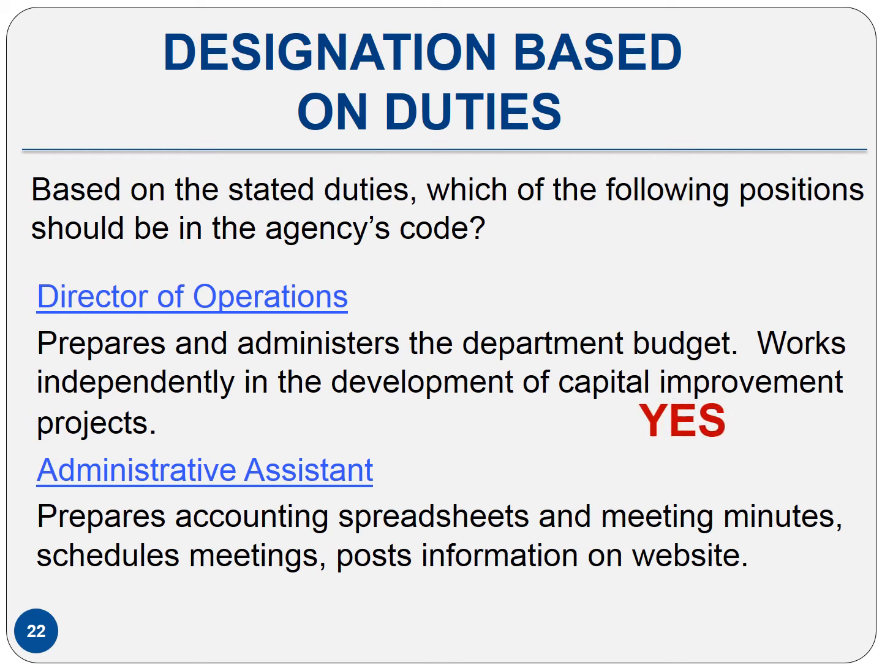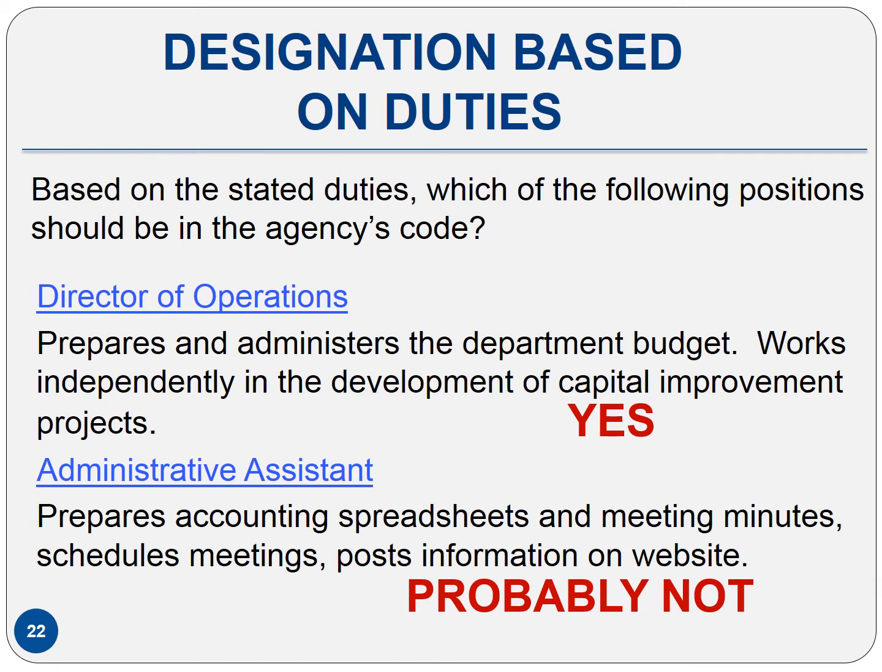The Director of Operations is directly involved in the development of a department's budget, whereas the Administrative Assistant appears to perform solely ministerial functions. Thus, the Director of Operations would be designated and the Administrative Assistant would not.